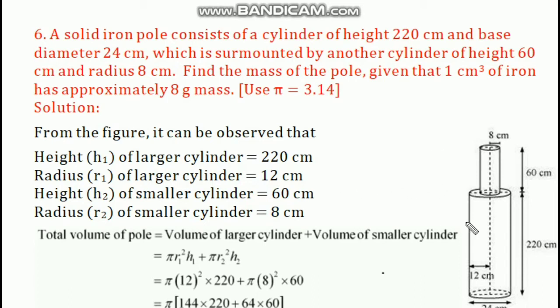So we know the height of the larger cylinder is 220 centimeter, and the height of the smaller cylinder is 60 centimeter, and the radius of the smaller cylinder is 8 centimeter, and the radius of the larger cylinder is 12 centimeter. So the total volume of the pole is equal to the volume of the larger cylinder plus the volume of the smaller cylinder.